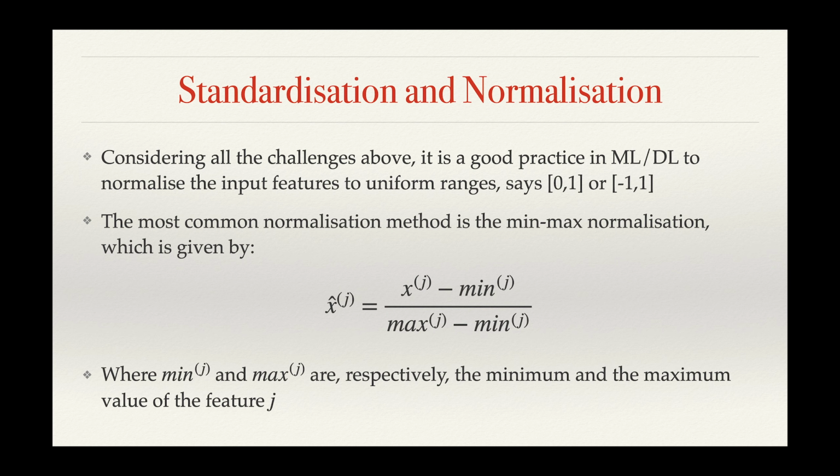Because, for example, tanh works in the range minus 1 to 1, and the dot product, which is used in the similarity measures that we have talked about, works better when the range is minus 1 to 1, or actually when it is symmetric around 0.